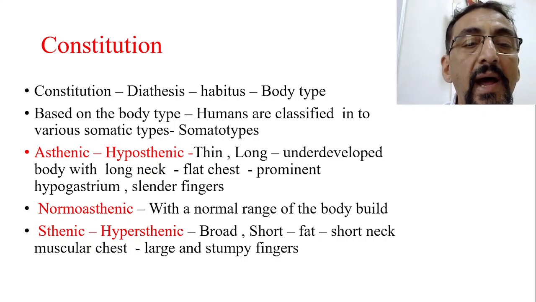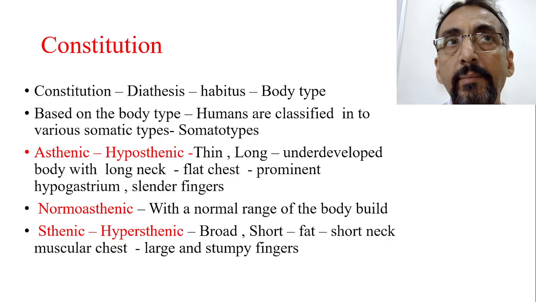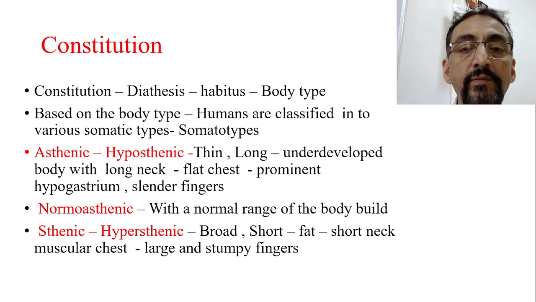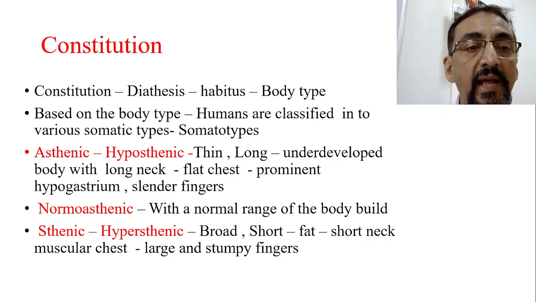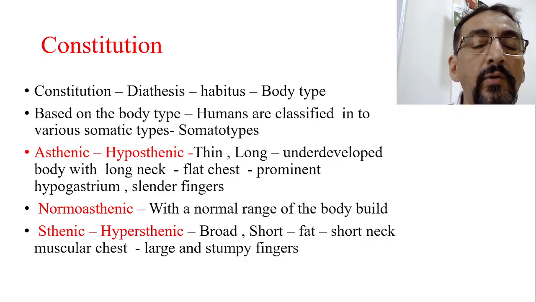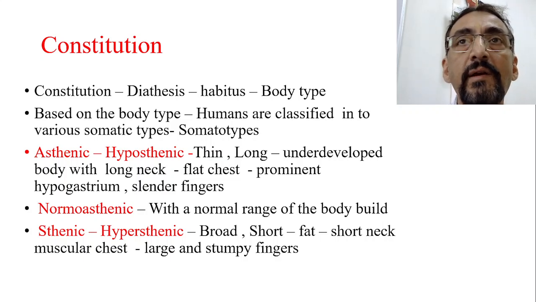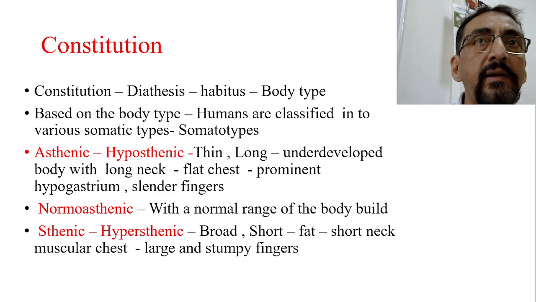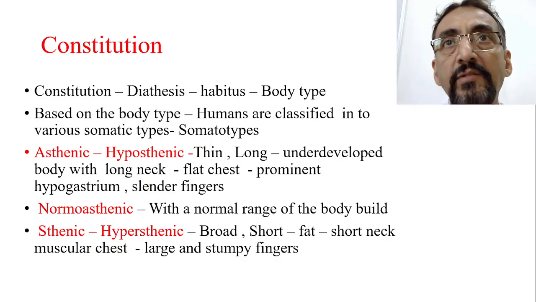Similarly, sthenic or hypersthenic is one more type of body type. What is that? If the body is broad enough, short and broad, fat content is more, there is a short neck, a muscular chest, and large and stumpy fingers, then that particular body type is usually called hypersthenic or sthenic. Almost all of this explanation matches with the Kaphaja Prakriti. Among the Dehaja Prakritis, Kaphaja Prakriti is explained, and it almost all matches with the Kaphaja Prakriti explained in Ayurveda.